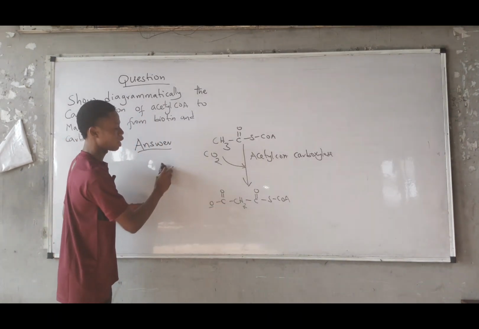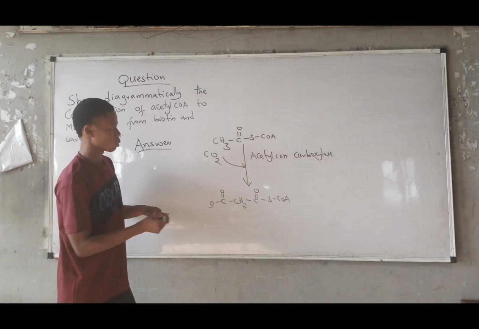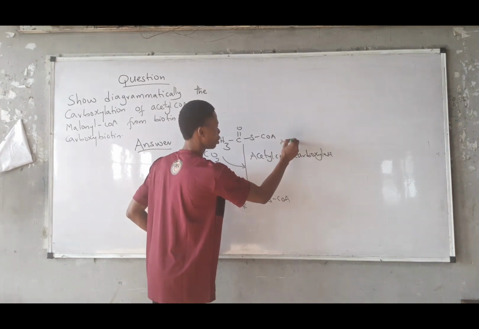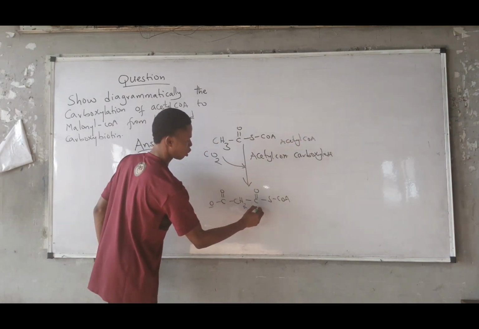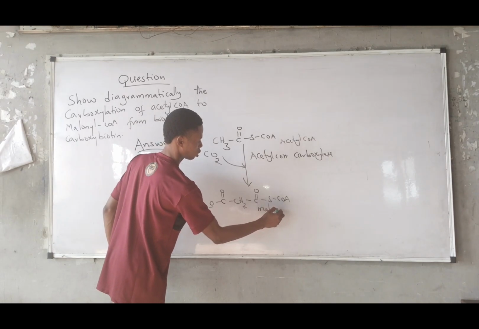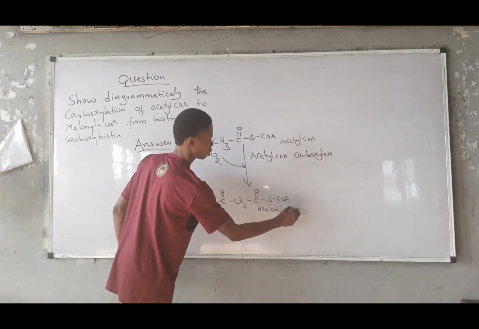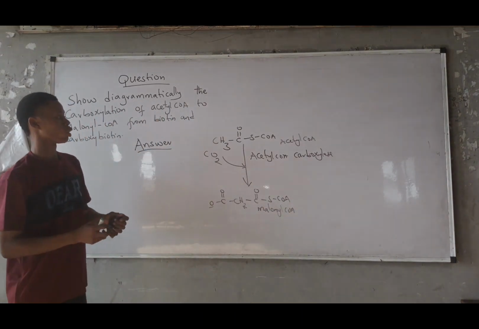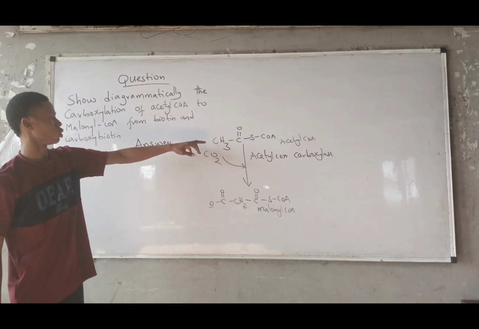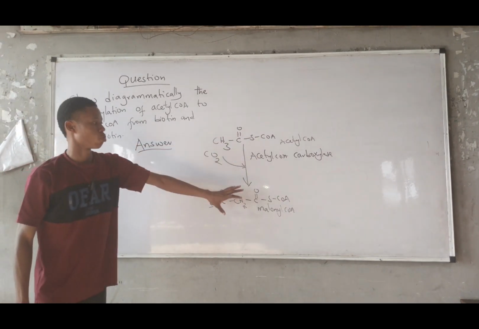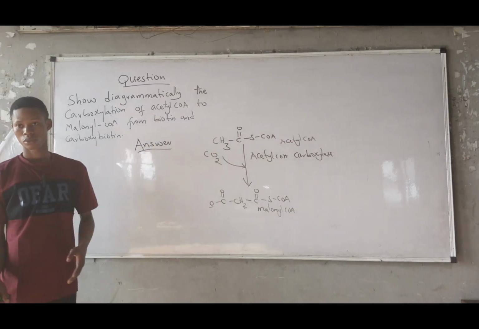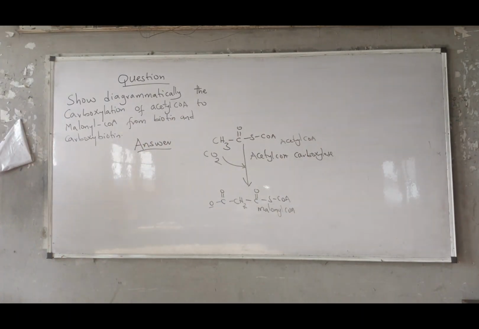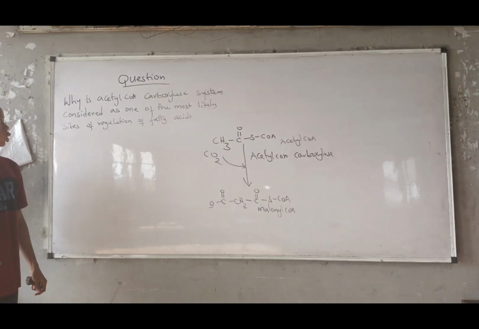This is our malonyl-CoA. This is malonyl, from acetyl-CoA. And this is malonyl-CoA. So this is what you are required to do: the carboxylation of acetyl-CoA to malonyl-CoA. This is the solution to that question. So let's look at the next question.